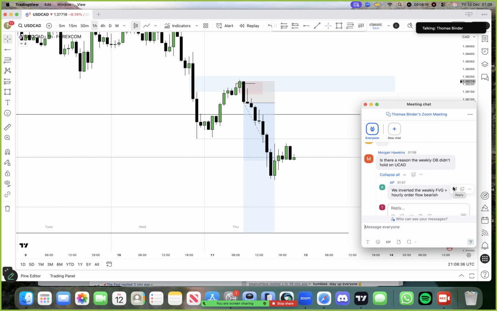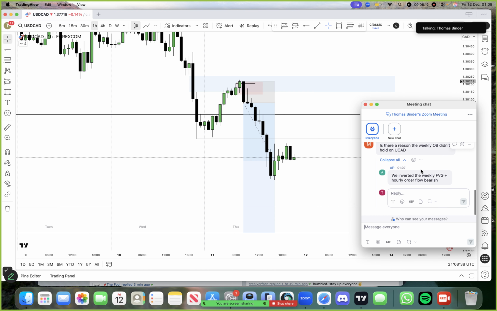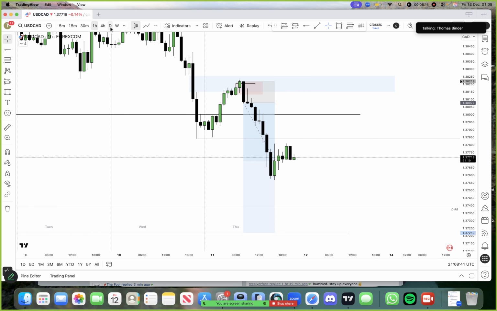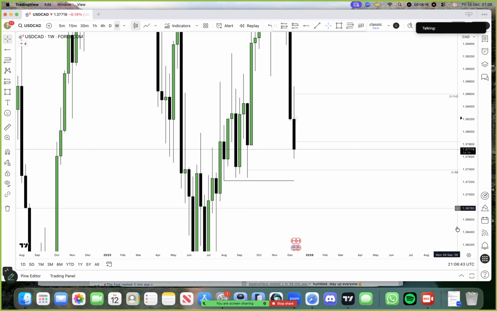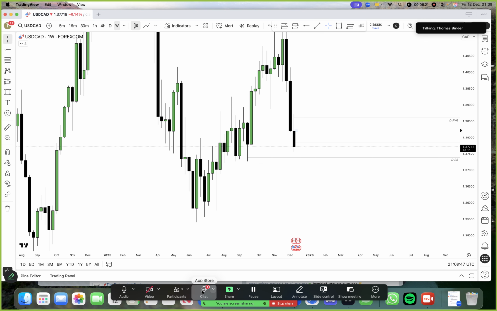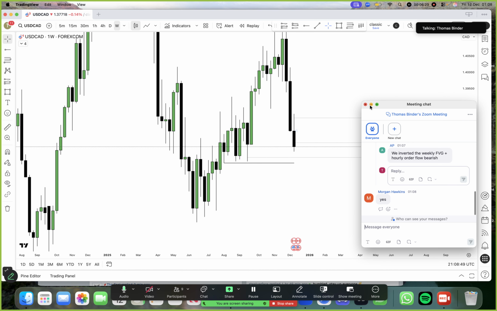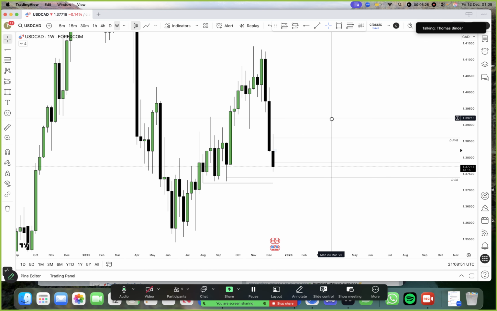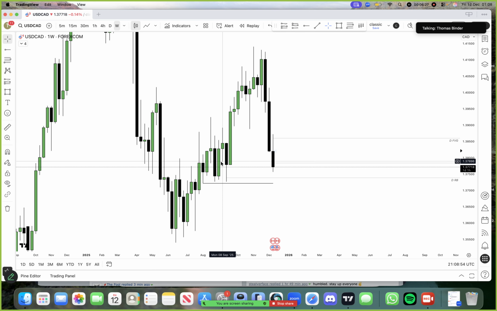Is there a reason the weekly order block didn't hold on USDCAD? Let me just have a look. You're about this order block here. Is that what you mean? Yeah, so this is where intermarket analysis comes into play. Yes, we have a weekly bullish order block, you are correct.